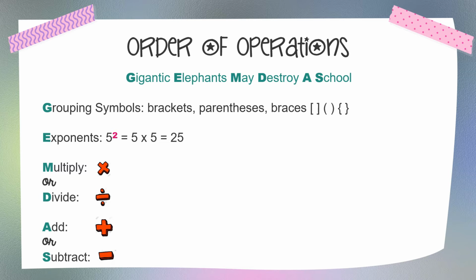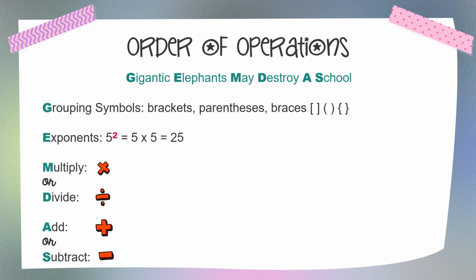Now here, we must remember that multiplication and division are going to be done depending on the order in which they appear in our expression. So if first we have the division, that's the first thing we are going to do. Whichever we find first from left to right. And finally, the letter A stands for add, and the letter S in school stands for subtraction.